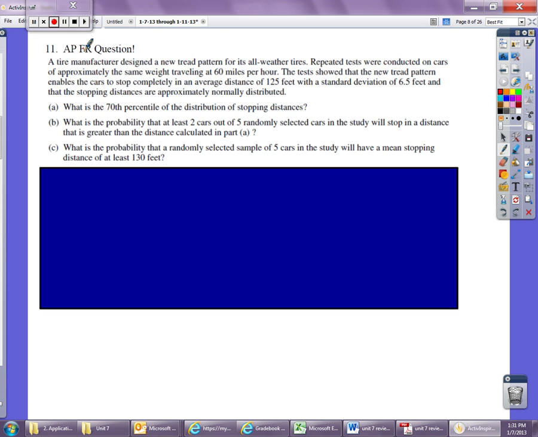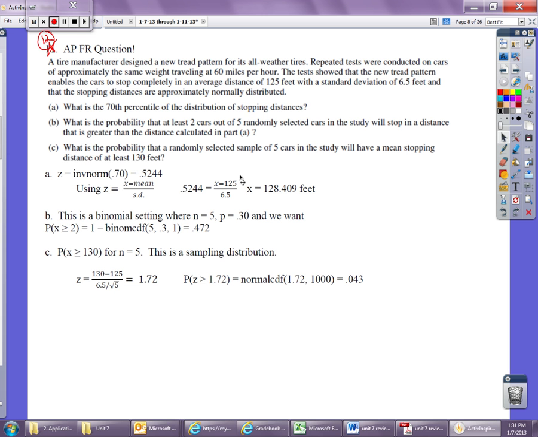Same thing as with the next free response question, number 12. Again, A and B, not so much. You should be able to calculate A, which is the 70th percentile of the distribution of stopping distances. I wouldn't necessarily expect you to know B for your test tomorrow, but it would be very important for your exam.